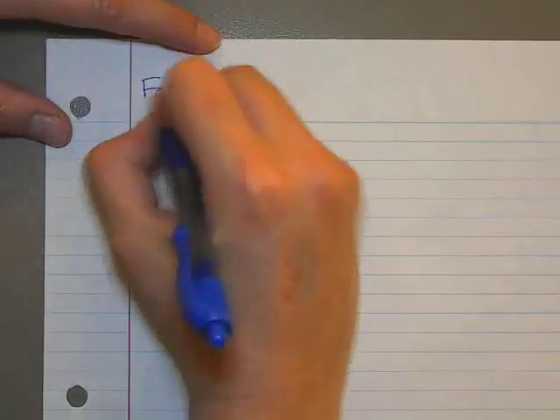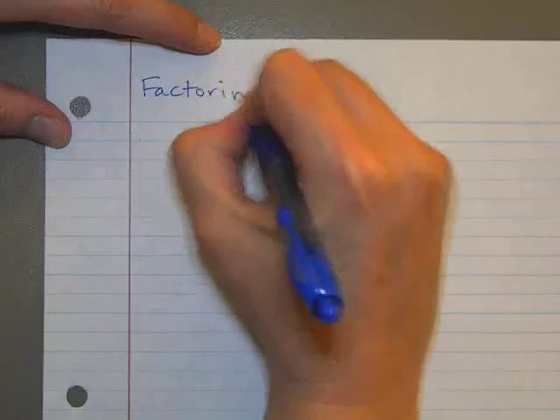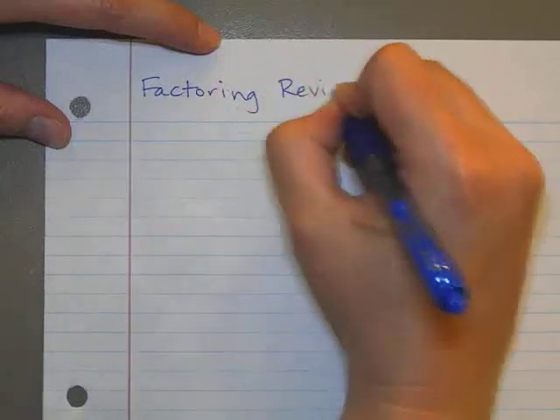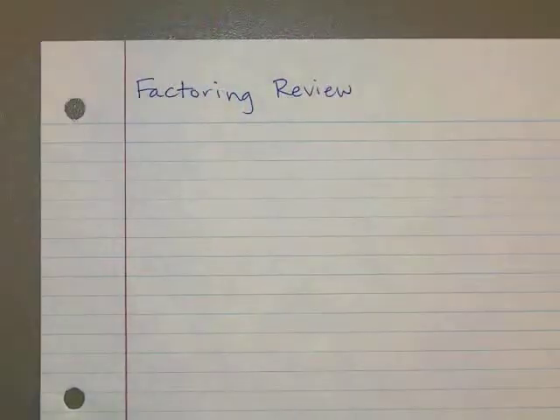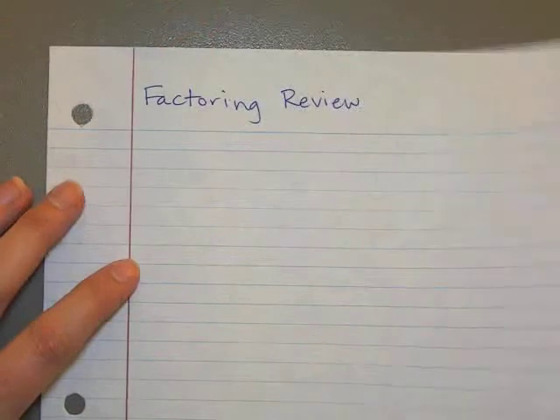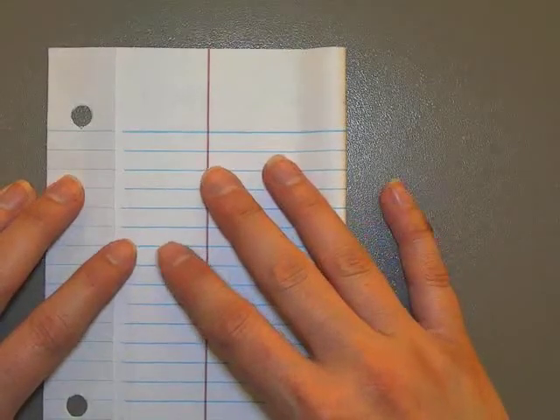All right, so the heading for your paper is Factoring Review. Okay, and then I want you to take your paper and fold it in half. So you can just fold it over. You don't have to fold it all the way. Just so that you have two parts of your paper.